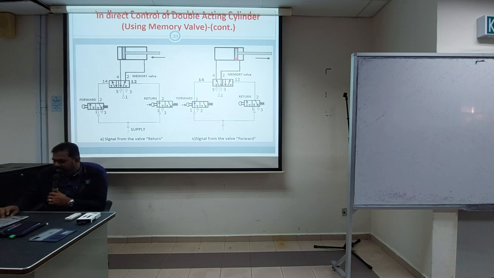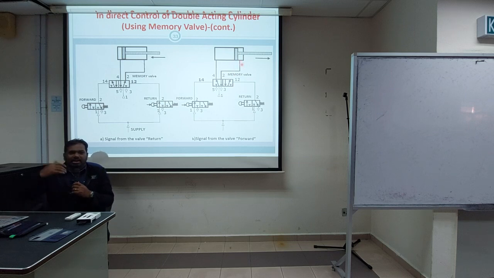Extend maksudnya cylinder ni nak gerak ke depan. So how you want to make it move? Apa yang you kena supply? You need to supply compressed air dekat sini, baru dia extend. Port ni kan, port number 4, baru dia extend. So macam mana nak retract balik? So you need to supply compressed air from the opposite port, port number 2.